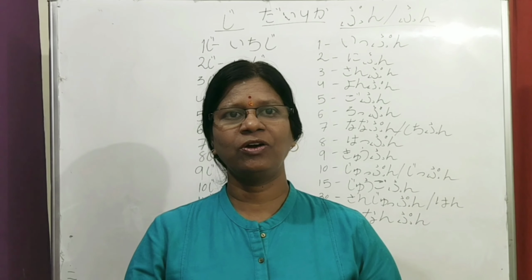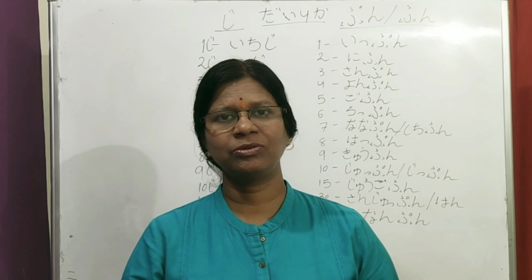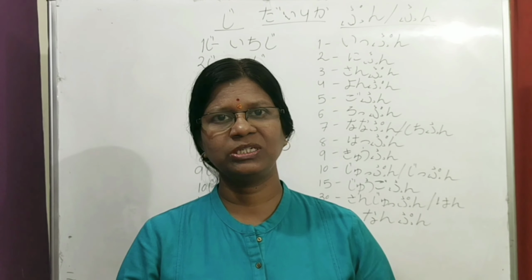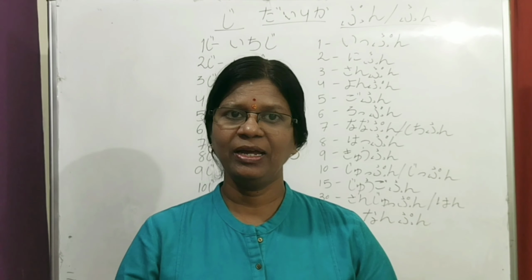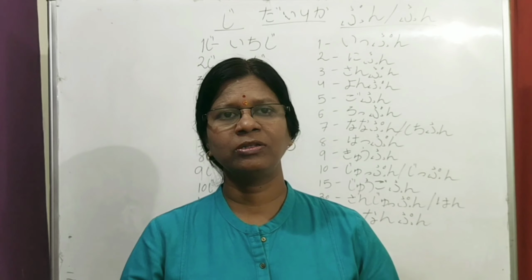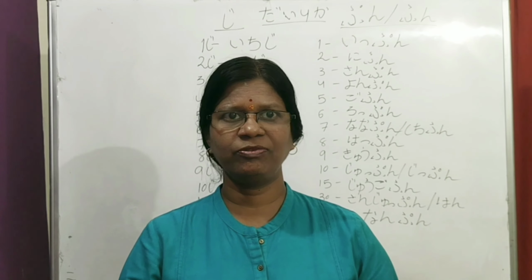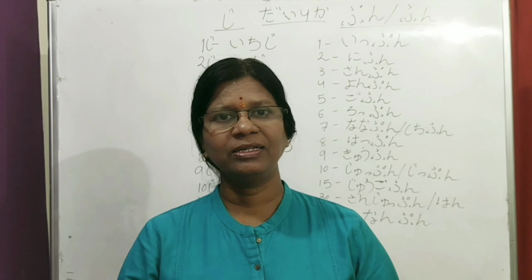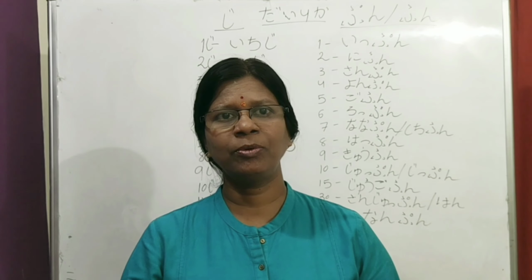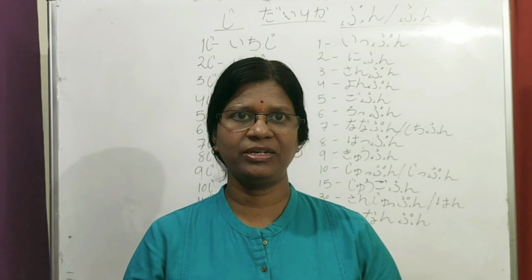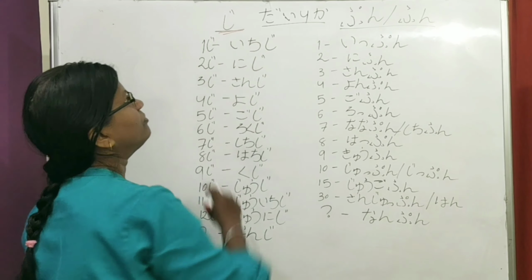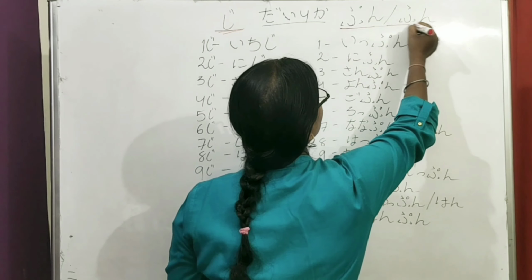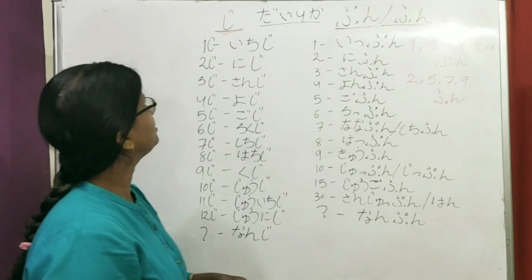In last class we learned koko, soko, asoko, kochira, sochira, achira, doko, dochira and ikura. In today's lesson we are going to learn dai yonka, or lesson 4. In this lesson we are going to learn time. Ji for hour, and pun and fun for minute.